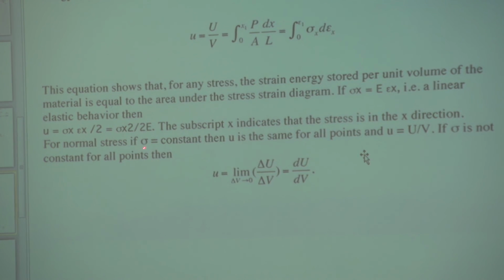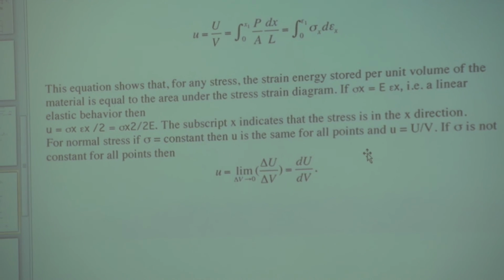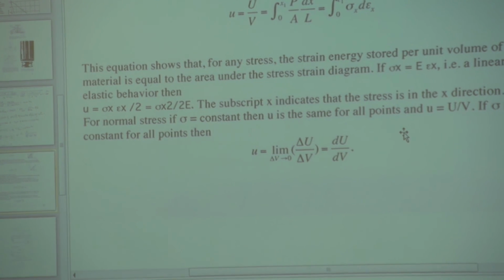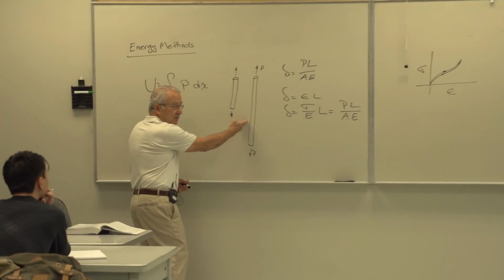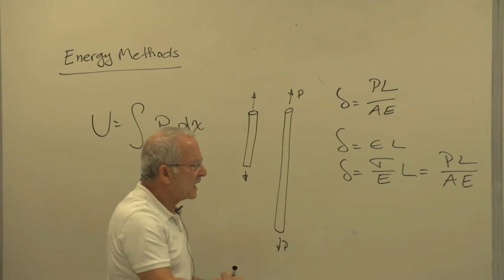This is true if we have this relationship and if the value of the stress is uniform, it's not changing. It's the same for all points. For example, it's like this. Value of the stress is the same at all points. But it doesn't have to be.